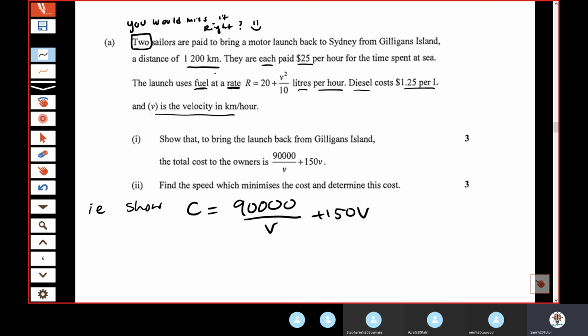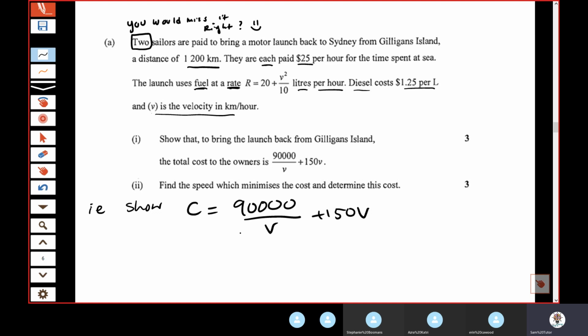Cool. They've got to travel 1,200 kilometers. For each hour, they get paid $25 per hour. And it shows us the fuel, how much they use, how much it's going to cost them. Yeah, that's exactly right. How much they use, which is 1,200 kilometers worth, is how much it's going to cost them. And it uses the fuel at this rate, liters per hour. Cool. So you kind of get the idea, which I like. Now we've got to somehow put this into this function and work out how this all works.